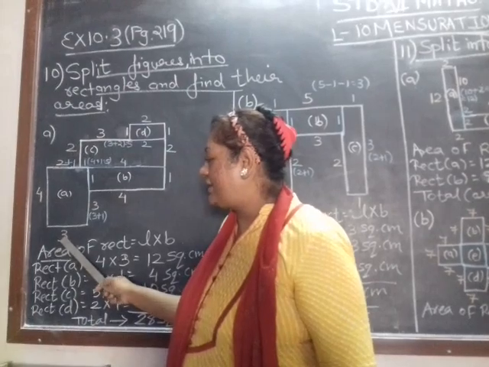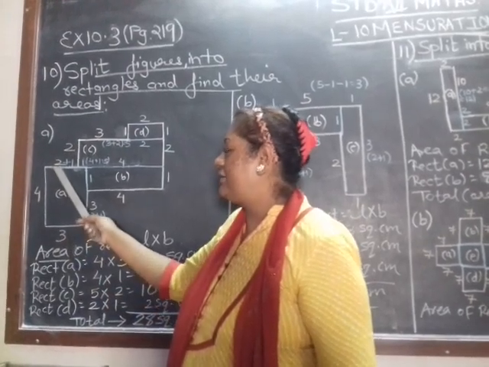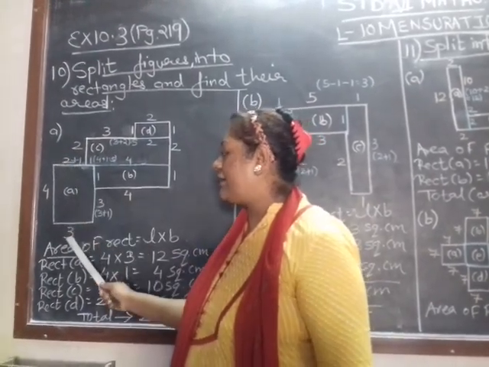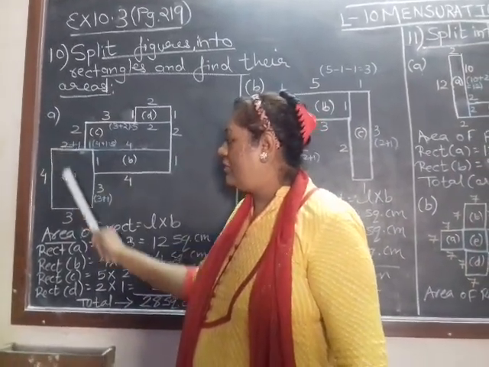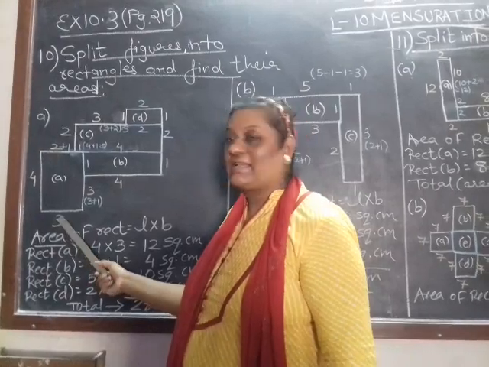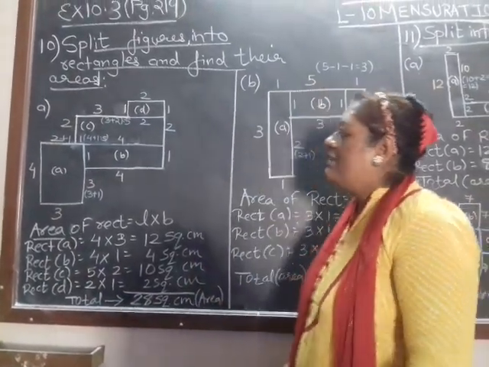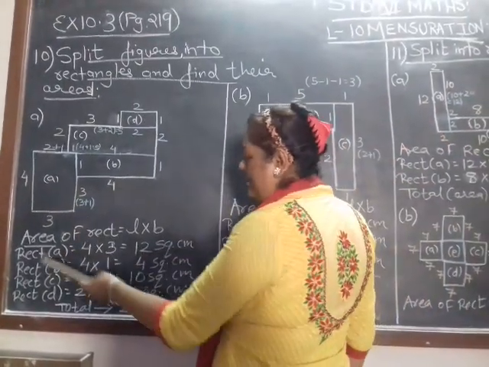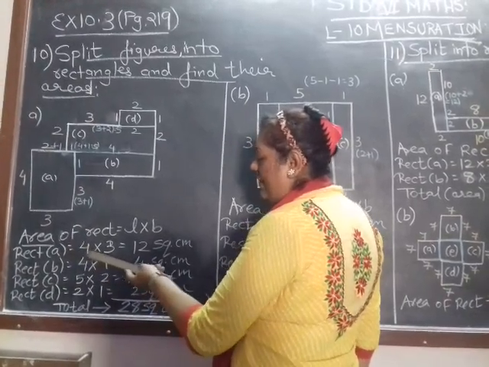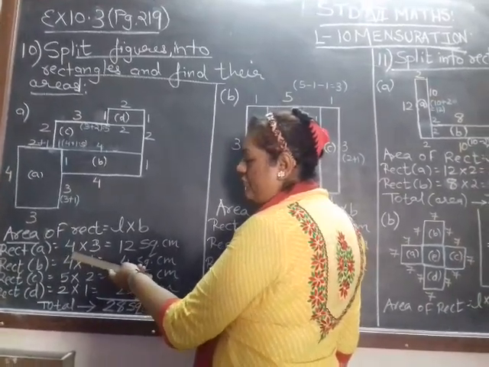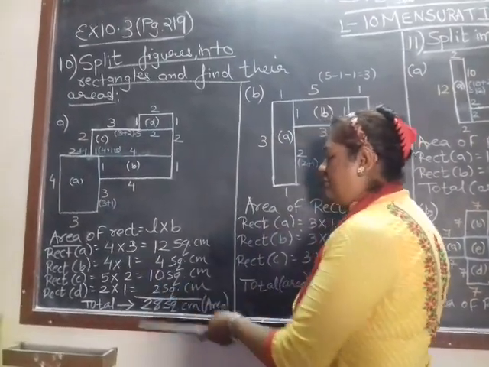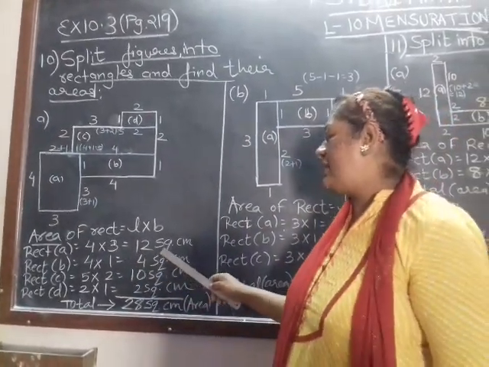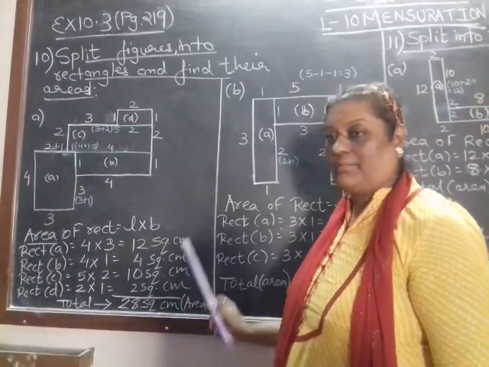In the same way, here the breadth is 3 centimeter and here it is given 2. So how many more will I add to make it 3? 2 plus 1. So the opposite breadths of this rectangle are now the same, 3 centimeter. So now the area of rectangle A: length is equal to 4 centimeter and breadth is equal to 3 centimeter. So the answer is 12 square centimeter.